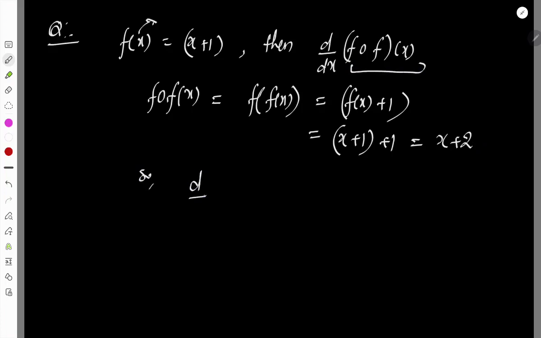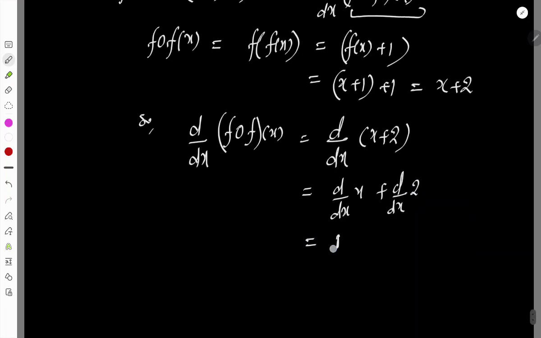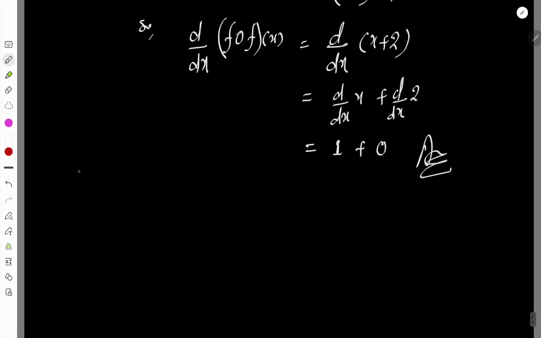So d by dx of f of f of x is equal to d by dx of x plus 2, so derivative of x plus derivative of 2. Derivative of x we get 1, derivative of 2 we get 0. That is the answer. One more question we'll see. Next question.